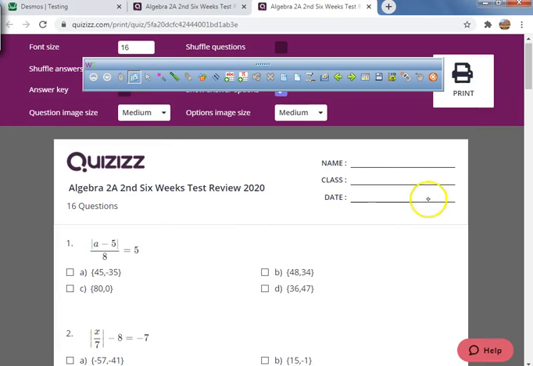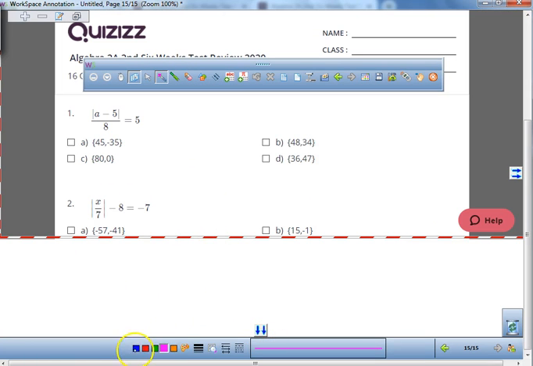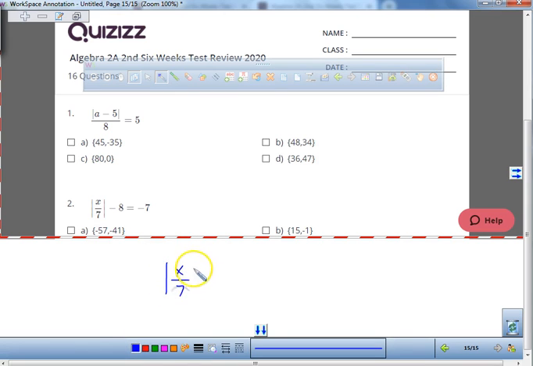Let's take a look at number 2. You guys can help me. All right? So here we go. Number 2, we have the absolute value of a number divided by 7 minus 8 equals negative 7. They look kind of similar, but these are different. So what would you guys say would be the very first thing that we would need to do to solve for x? What would be the first logical thing? Add 8. Yes, we need to isolate this absolute value expression. So we're going to add 8 to both sides.